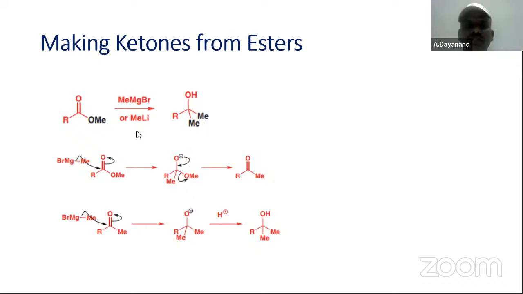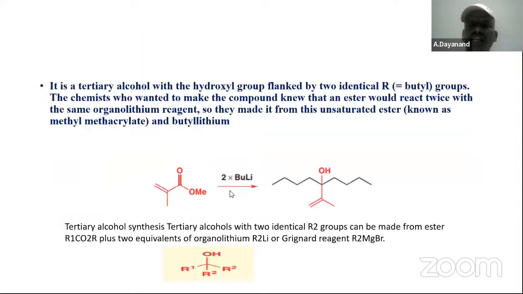OMe is the leaving group here, and finally protonation will give this. Ketones are formed which are converted into tertiary alcohols. Esters can be converted into tertiary alcohols just by adding Grignard reagent, or alkyl lithium, butyl lithium, n-butyl lithium.